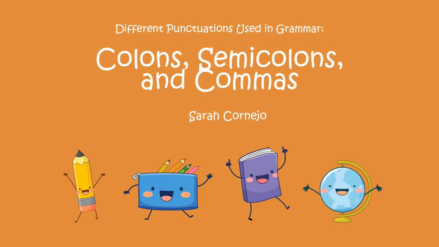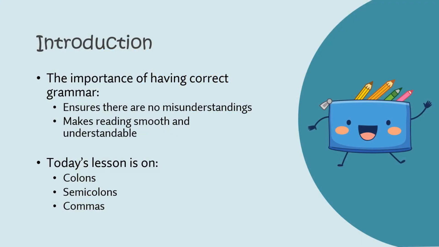Different punctuations used in grammar: colons, semicolons, and commas. When writing, it is important to have correct grammar. Having correct grammar makes sure that there are no misunderstandings because it clarifies the reading material in a way that makes it understandable for readers.